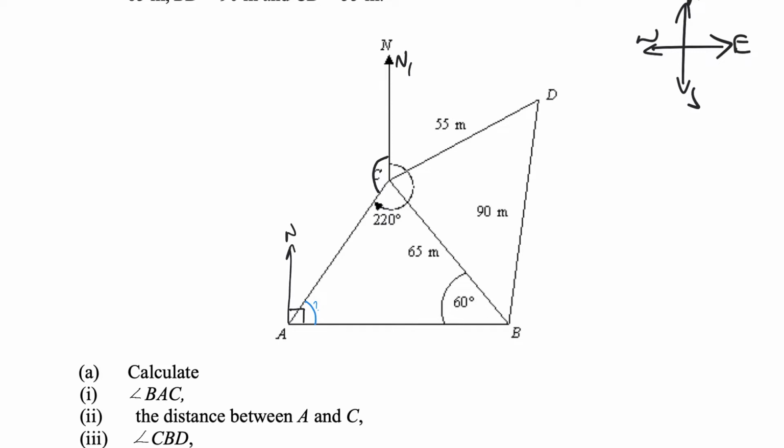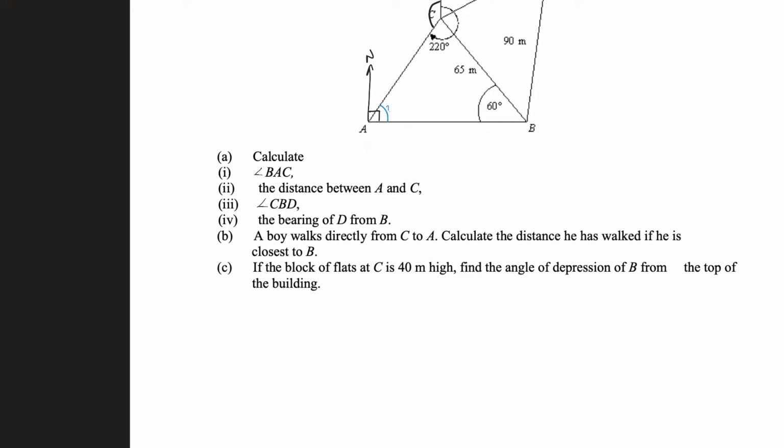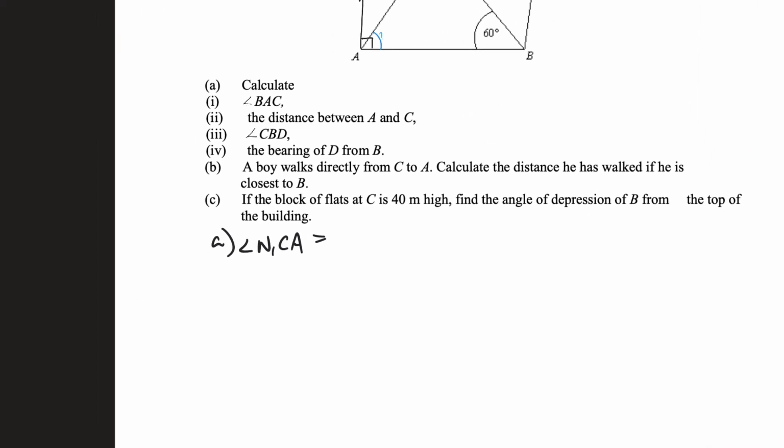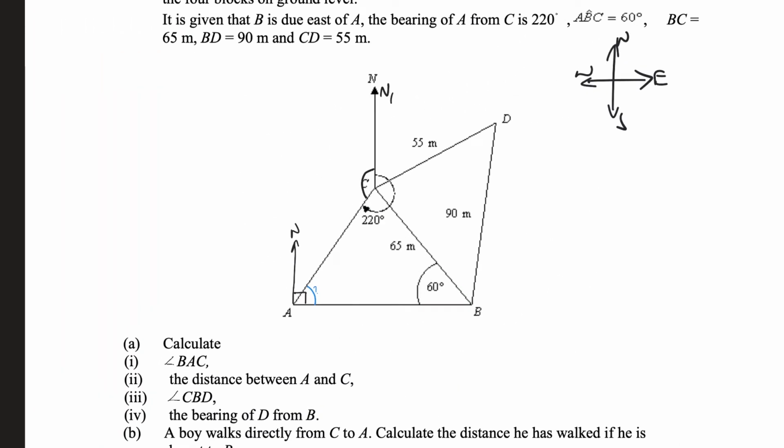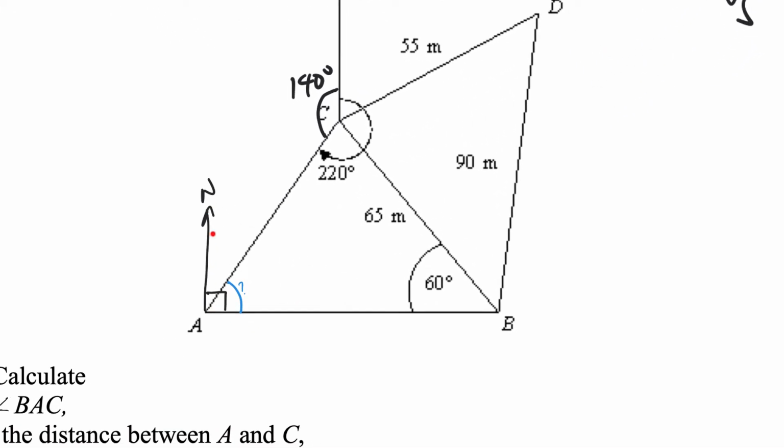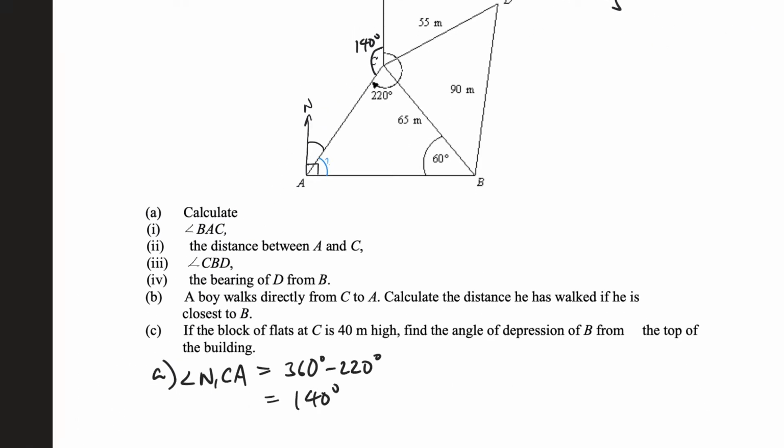And so N1CA, the angle, is basically 360 degrees minus 220, which is 140. So this 140 angles at a point. And then, you see, I put a north here, and that tells me that the norths are always parallel. That's a very useful thing to use in bearings questions. Norths are always parallel. So that tells me that this is 180 minus 140 by interior angles.